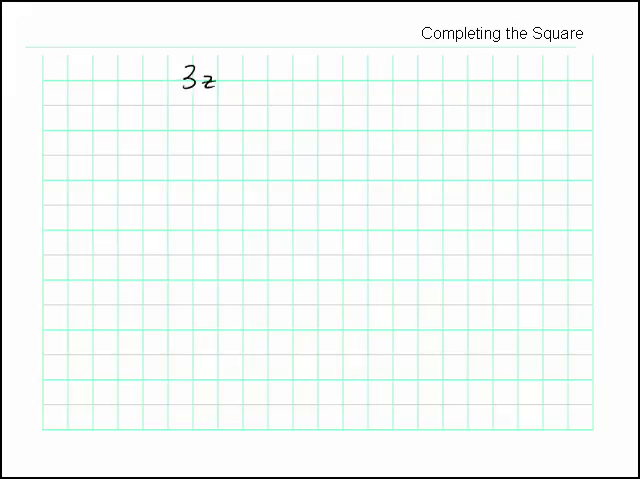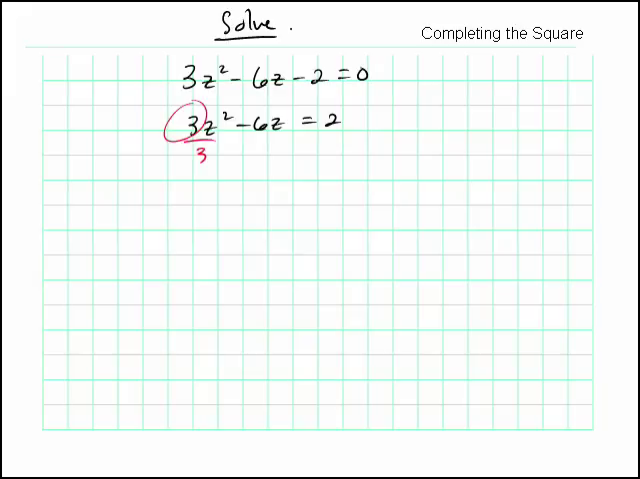Three z squared minus 6z minus 2 equals 0. Solve. Okay, I'm going to move the 2 over. And then remember, we need to get rid of that 3, so I'm going to divide everything by 3, both sides of the equation. Gives us z squared minus 2z equals 2/3.